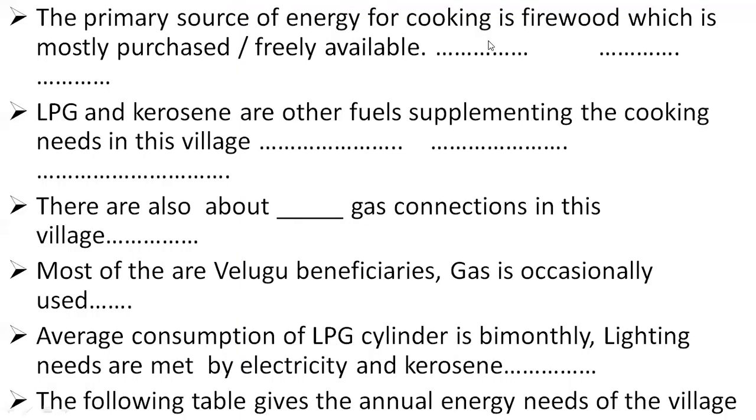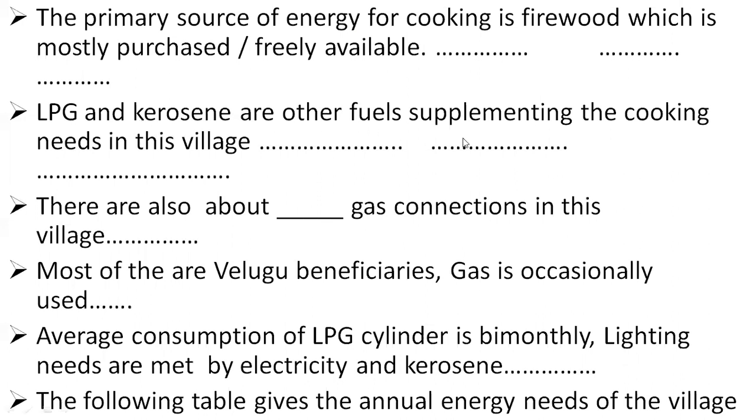Then the primary source of energy for cooking is firewood. You can always mention, based on the data, whether it is mostly purchased or freely available, and you can also say how far they fetch it, and whether they use any local weeds or forest produce. In that case, it will be totally freely available for them. If at all they are purchasing, you can say how much they are purchasing, from whom, how much in a month, and these kinds of things.